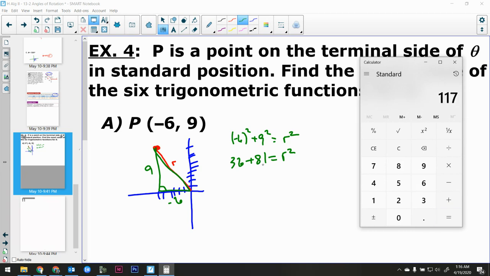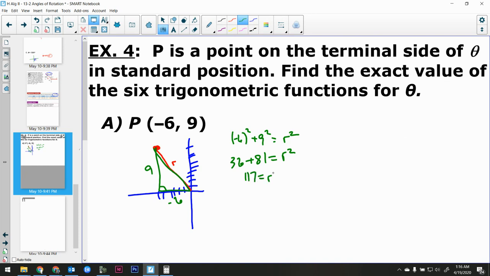If I go to square root, that is not a perfect square. Does that have any perfect square factors? Divide by 3. Yeah. Okay. So this would be 117 is equal to r squared. So let's reduce it down, because it would obviously be the square root of 117.